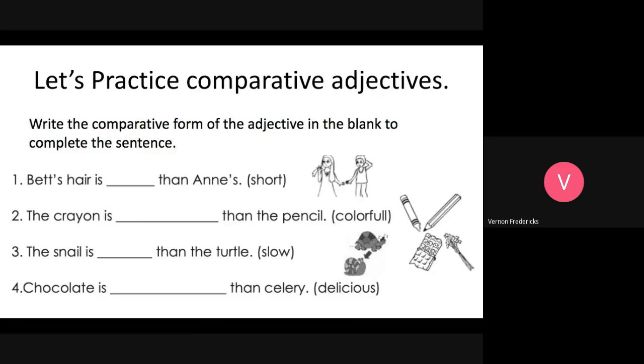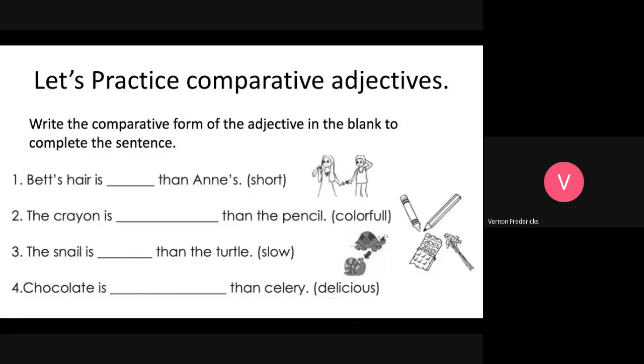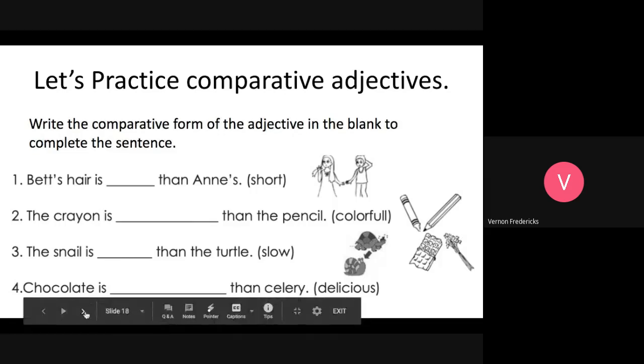Okay, students, what do you think the answers are for number two? The crayon is blank than the pencil. The adjective is colorful. Number three is slow. And number four, the adjective is delicious. Let's have a look at your answers. What do you have?